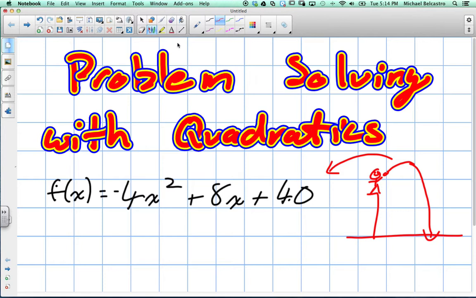Do you guys use f of x? No, you guys use y, right? Yeah, sorry. I was doing something else before. Okay, this is the trajectory of the ball. Y is equal to this.